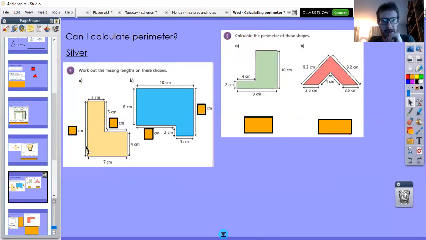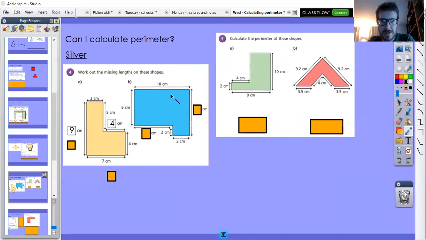So this one here, you needed to add up this length and this length, which would have given you 9 centimeters. This length here would be the 7 centimeters. Take away the 3 will leave you 4 centimeters. This length here, you've got the 10 centimeters in total, but you're just trying to find this bit here.